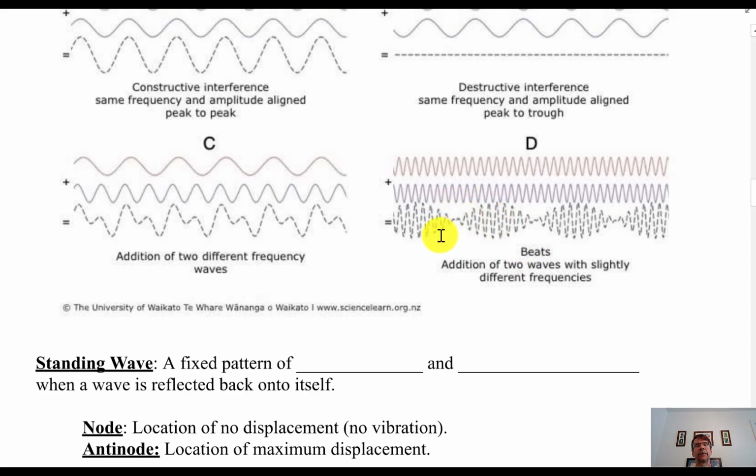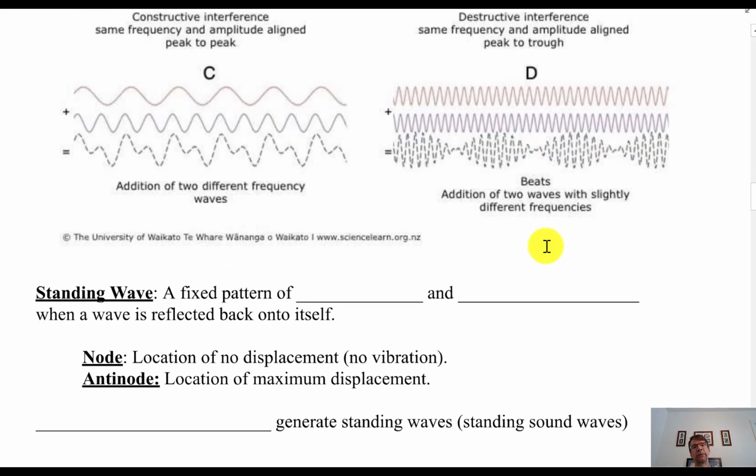I'll give you some examples in a few minutes here, but this is beats, and when you have musical instruments that have beats, basically it means they're out of tune, and it doesn't sound good. This one over here on the left might sound good. The one on the right here for beats, which I'll come back to, doesn't.